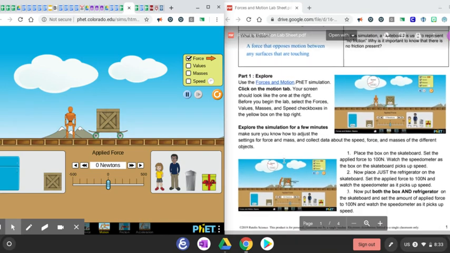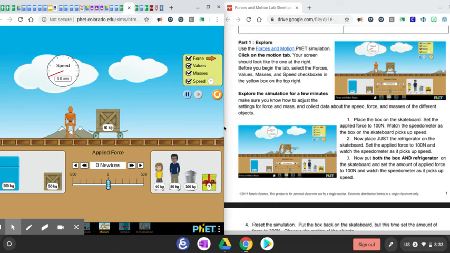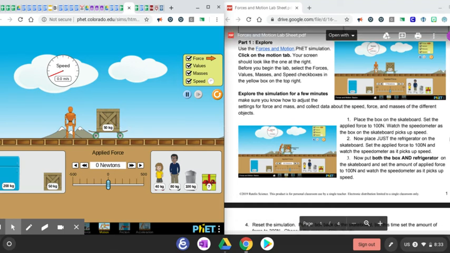It does tell you to play around with it a little bit just to get familiar. You can check out the values, the masses, the speed. You'll have a speedometer that comes up so you can see how fast things are going. And then just follow the directions. So number one, place a box on the skateboard. Okay. And then set the applied force, which is down here, to 100 newtons. You can change the force by 1 by clicking on just the 1 arrow, or you can change it by 50 by clicking on this double arrow.